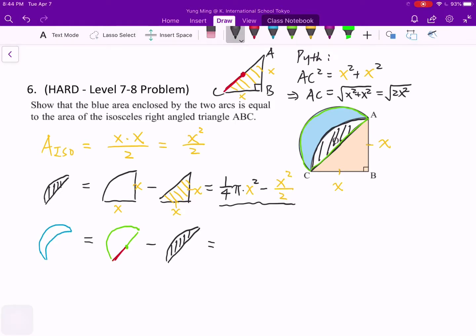Okay? So what is half of AC? What is this red part over here? Well, this is exactly just square root 2x squared divided by 2. Okay? Just whatever you have, and then divided by 2. Okay? So that's my radius. Okay? So here we go.